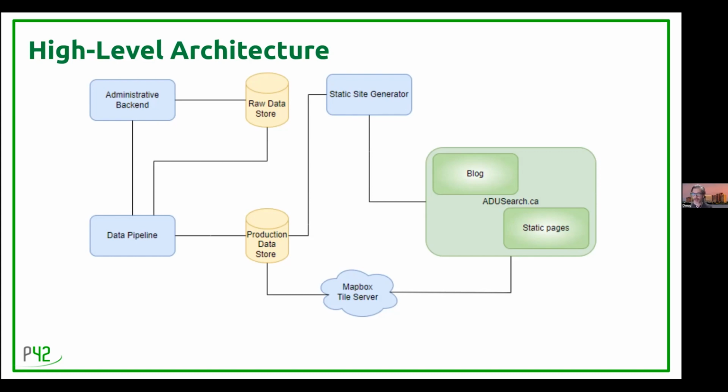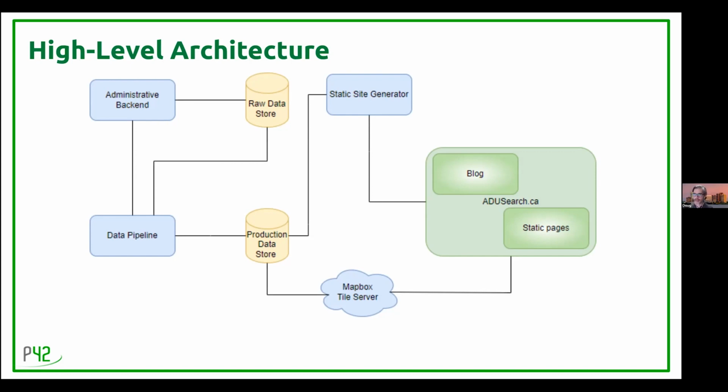The administrative backend allows users to upload data, which of course we then have to store. And that means that we throw that data into our raw data store where it is accessed by our data pipeline, which is the process that takes that source data, those GDB files, and turns them into all of the different data artifacts we need to support the website.